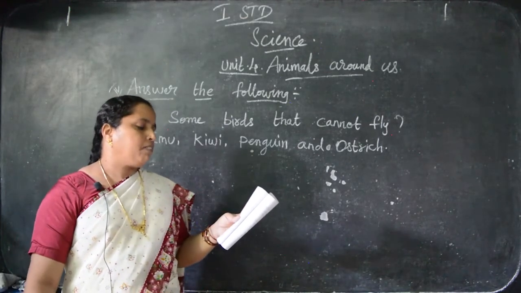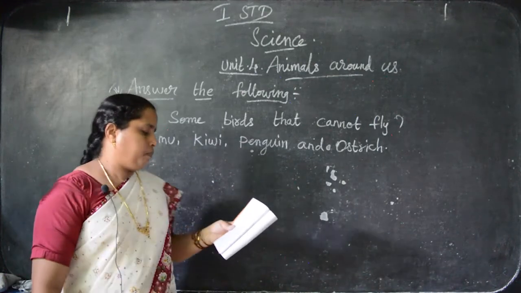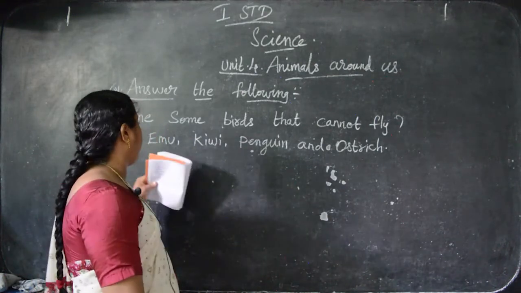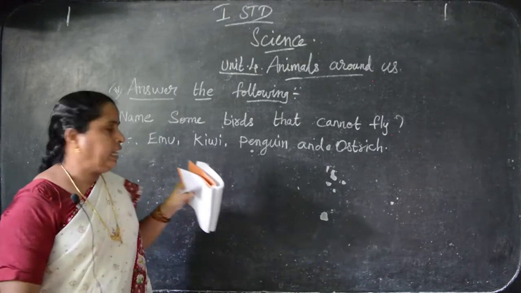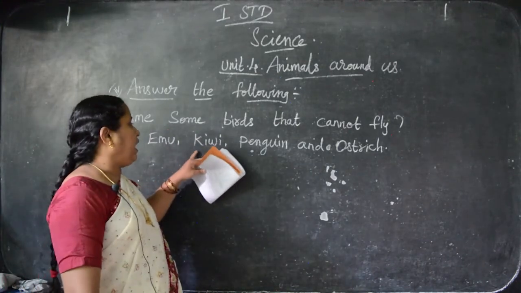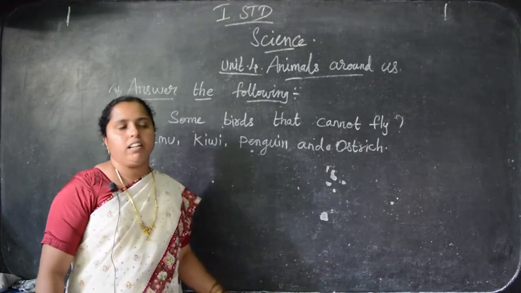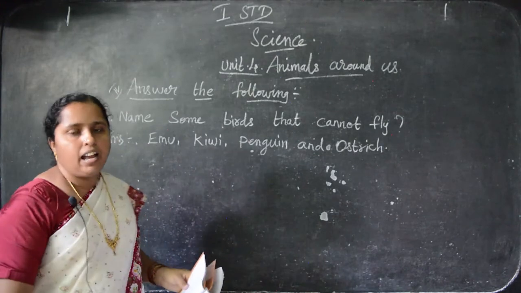Next, name some birds that cannot fly. You have to name. What are the birds that cannot fly? Emu. Next, emu, what spelling? E-M-U, emu. Kiwi, K-I-W-I, kiwi. Next, penguin and ostrich. These birds cannot fly in the air.